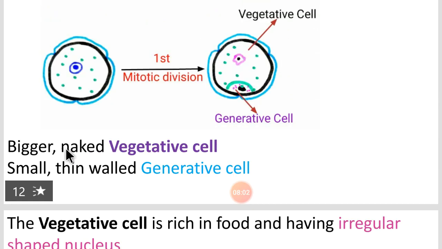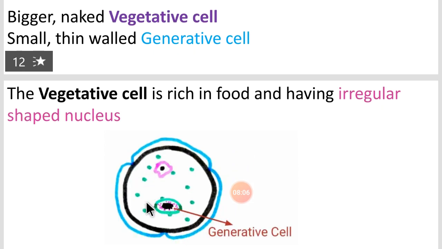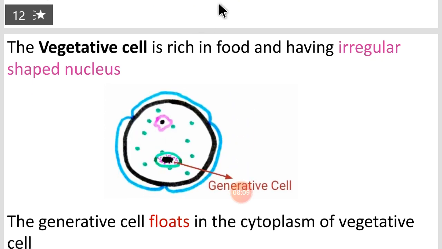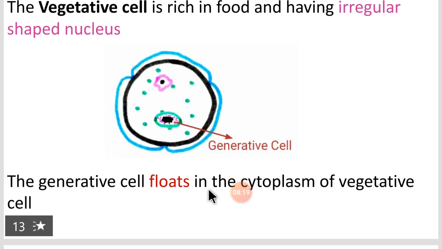Now we'll see about this vegetative cell, which is bigger and naked. This vegetative cell is rich in food and has an irregular shaped nucleus. The generative cell floats in the cytoplasm of the vegetative cell.